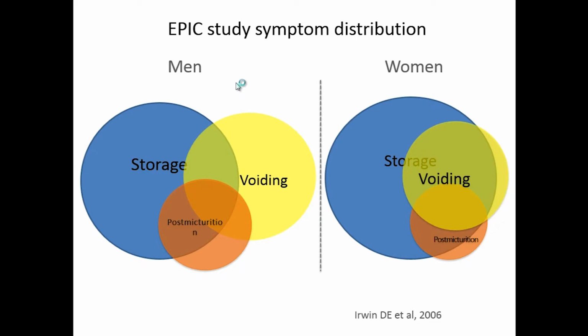Well, when you look at the EPIC study, you can see in this Venn diagram a huge difference between men and women. Regarding voiding symptoms, it's clear that women have fewer voiding symptoms than men, but what is more striking is that most women with voiding symptoms also have storage symptoms. Very few women have only voiding symptoms. This is a very important fact.